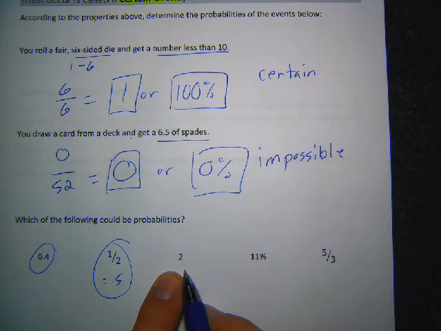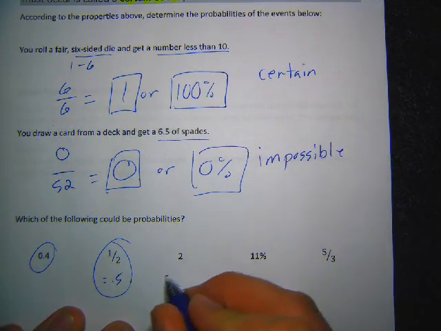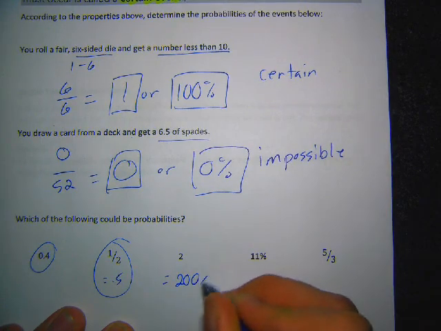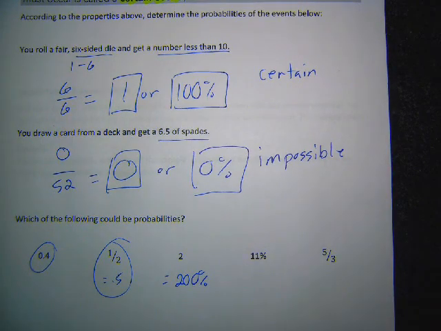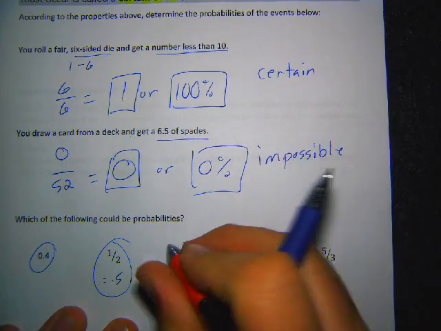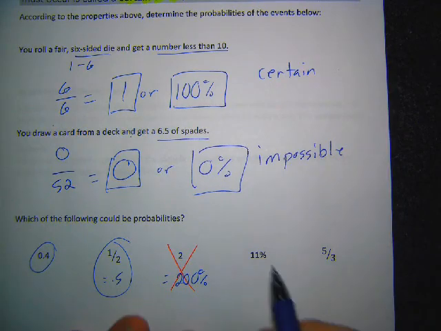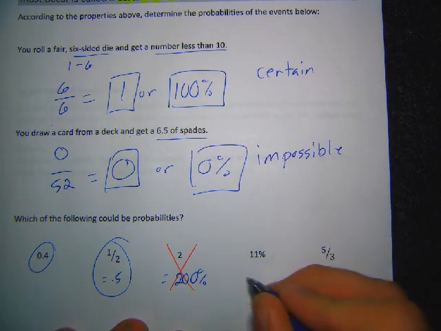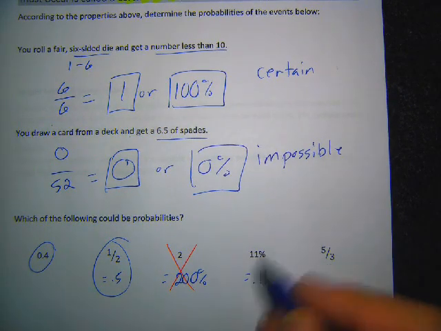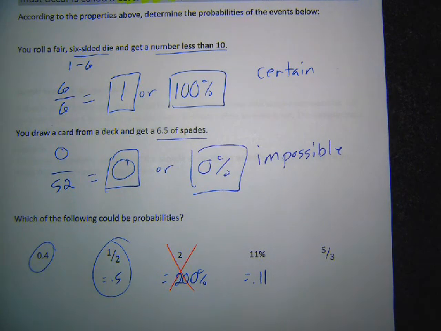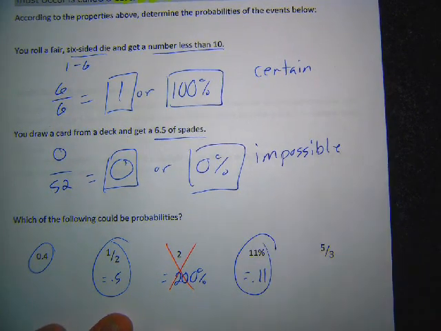2 doesn't work. 2 is equivalent to having 200%, and we said that probabilities over 100% do not happen. Anything bigger than 1 does not work. So this is not possible. You can't have 2 as a probability. 11%, 11% is fine. That's the same thing as having 0.11. That would be a decimal between 0 and 1. This works fine. That's good.